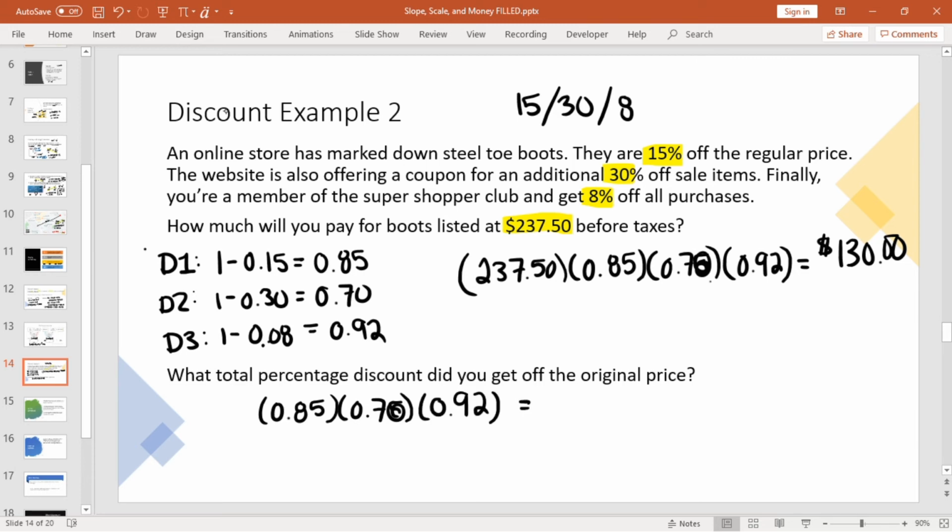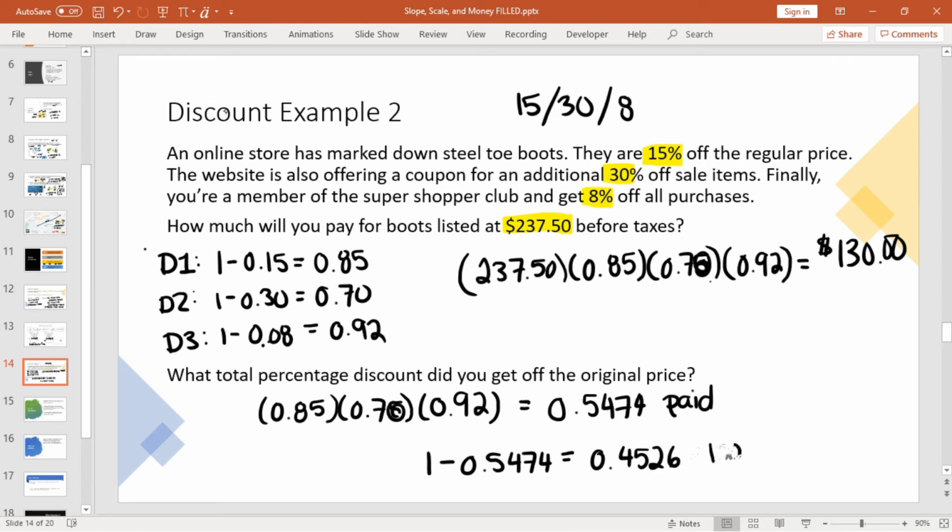And I get 0.54754. So this is what I paid. This is not my discount. So my percentage discount, I'm going to just subtract that from 1. And I get 0.4526. And if I want to know that in actual percent, multiply by 100.